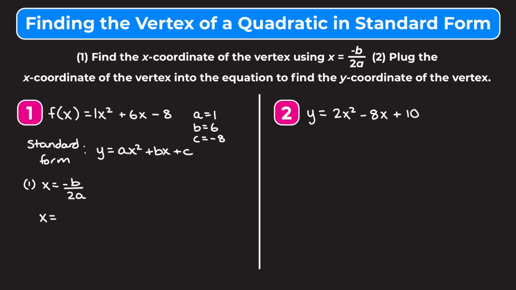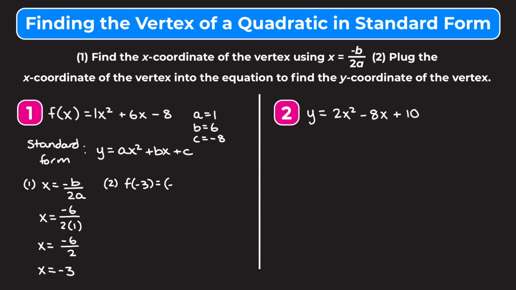We know our b value is 6, so we have negative 6 over 2 times our a value of 1. Now we simplify this. We have negative 6 on the top, 2 times 1 on the bottom is 2, and negative 6 divided by 2 is negative 3. So the x-coordinate of our vertex is negative 3. Now we plug that into our original equation to find the y-coordinate. So we say f of negative 3, and plug in negative 3 for x.